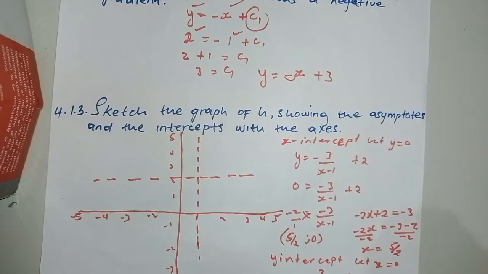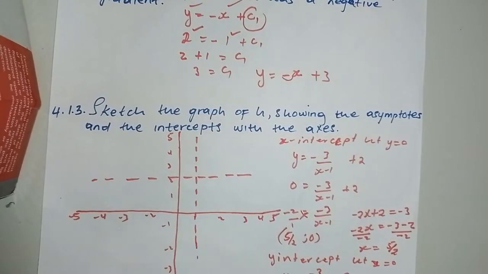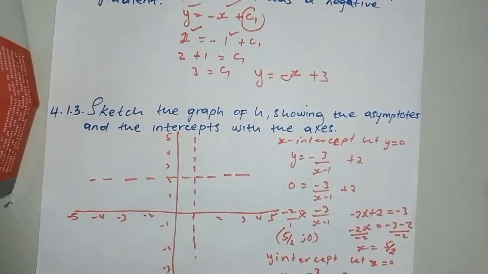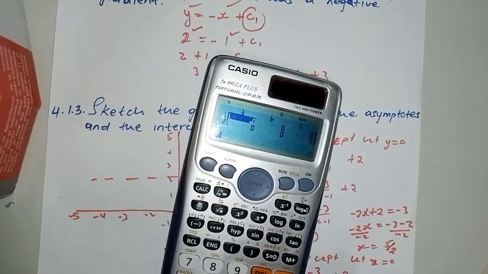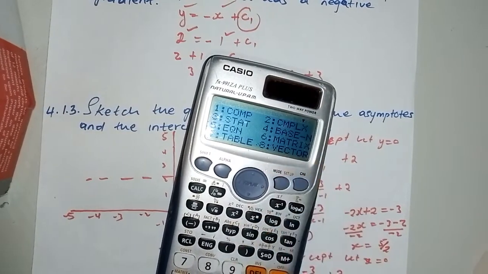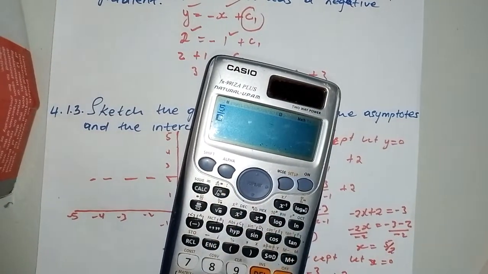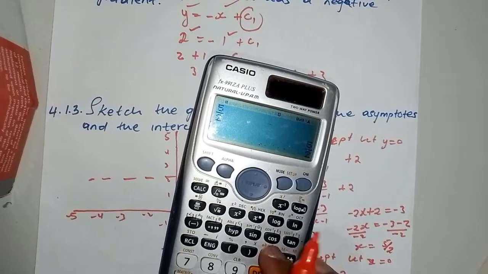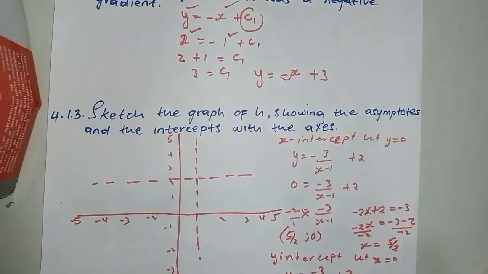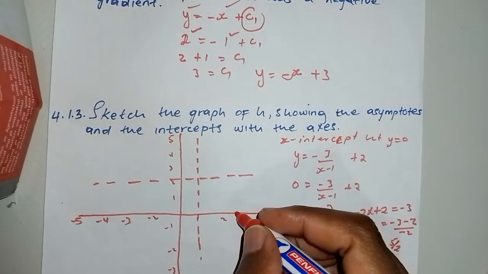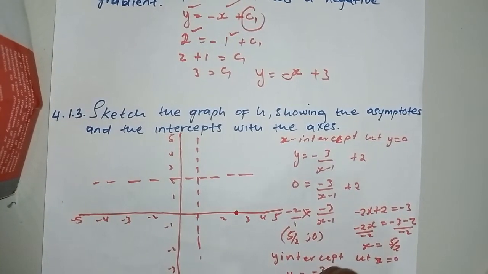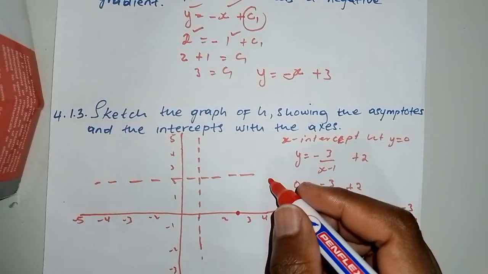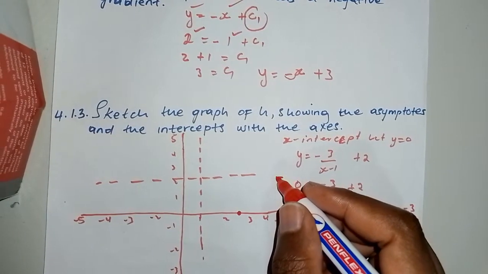Then x-intercept, I have 5 over 2, which is 2.5. 2.5, right? Now, 2.5 will be somewhere here, right? 2.5 will be somewhere there. Then now, my graph will be something of this nature.